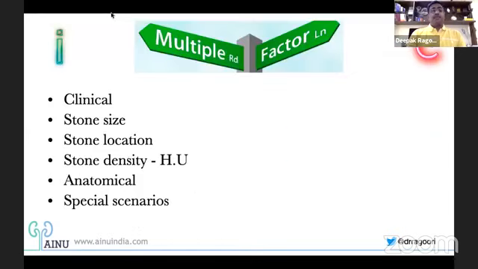Having said that, there are various other factors other than the advancement in the scopes or the way a flexible ureteroscope would behave to reach different parts of calyces. We should be primarily indicating based on clinical parameters, the stone size, the location, density of the stone, anatomical considerations, and of course in some special scenarios where we would land up using a flexible ureteroscope.